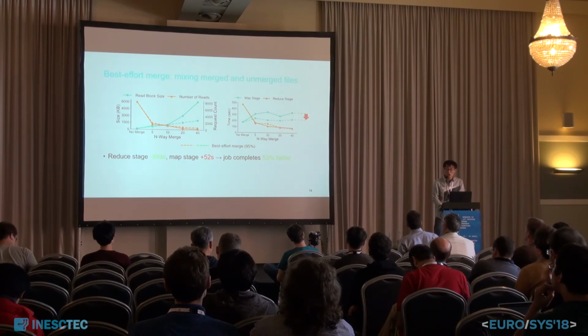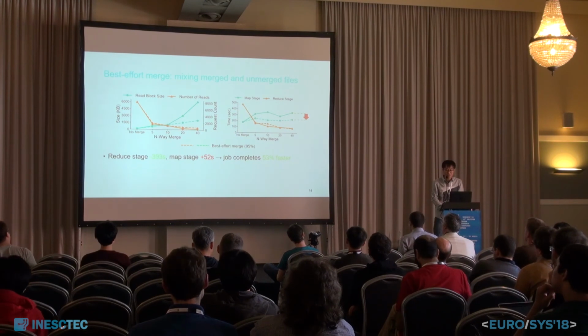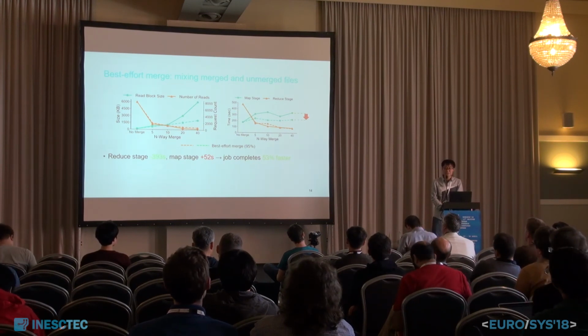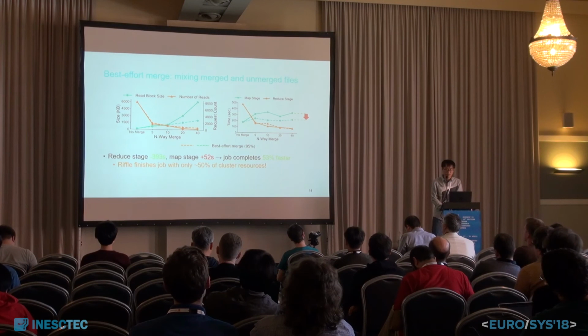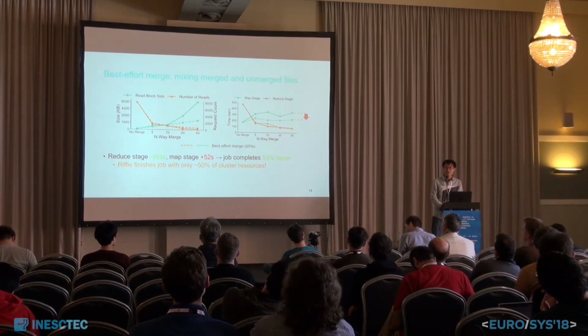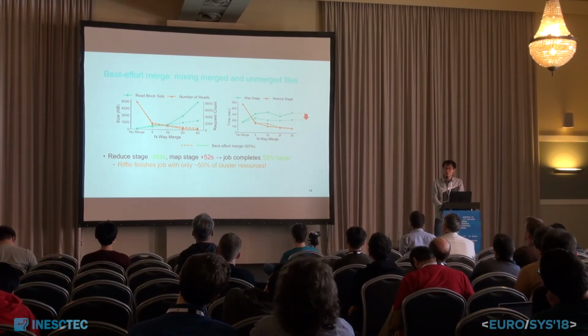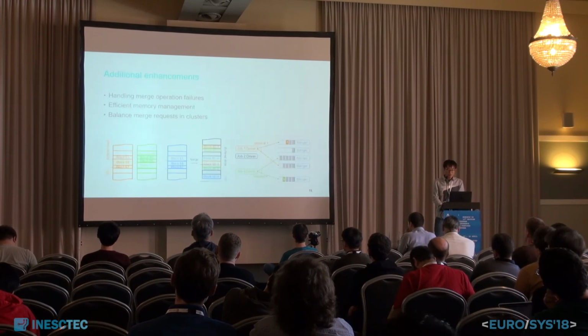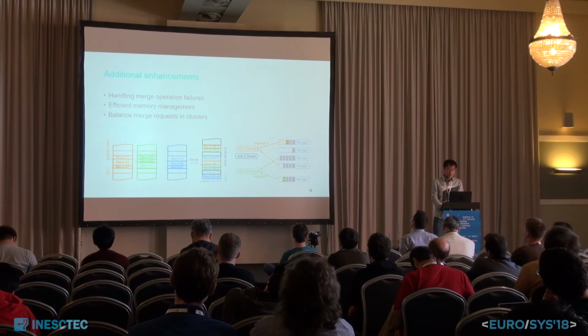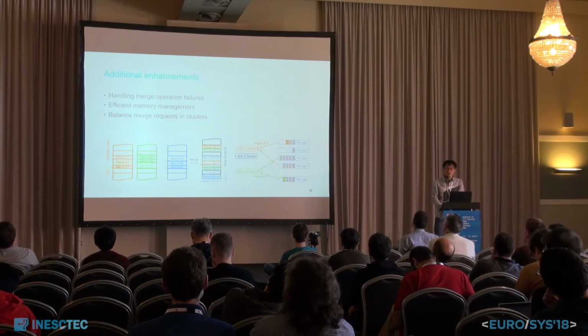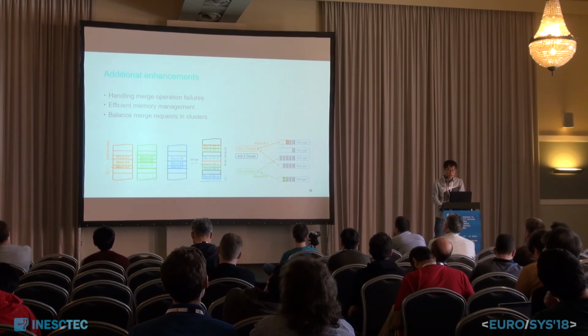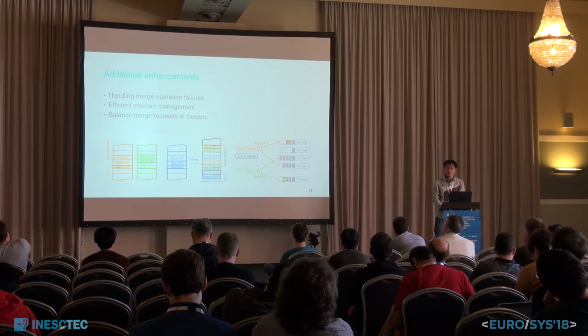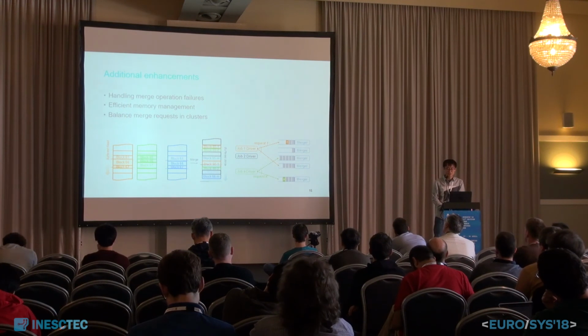So in this case, the overall job completion time is 53% faster compared to the vanilla Spark. That means that Riffle can effectively use only half of the resources to finish this job. There are a couple of additional enhancements, including how we handle the merge operation failures, how we manage the memory, and how we balance the merge request workload. So I refer you to our paper for details.